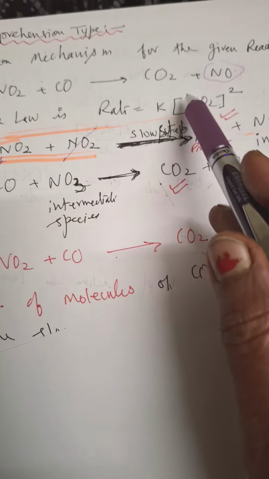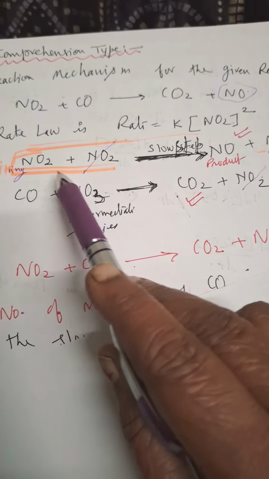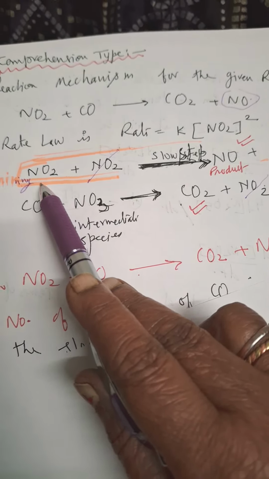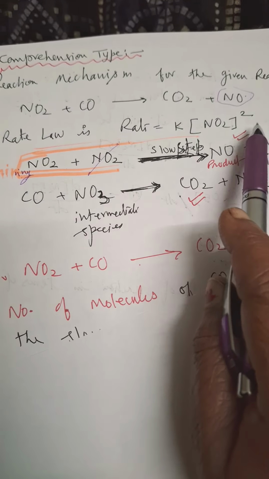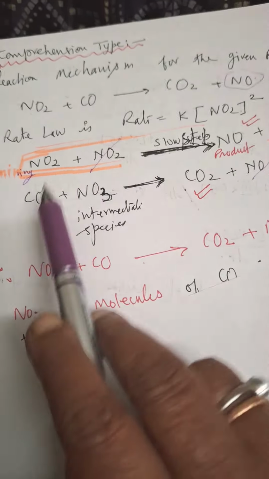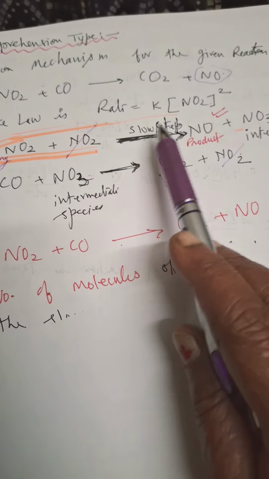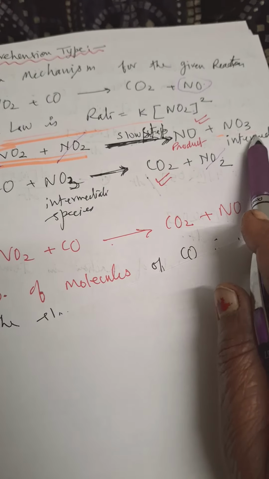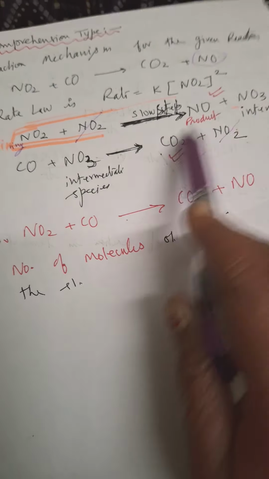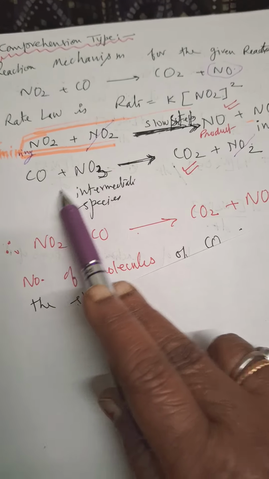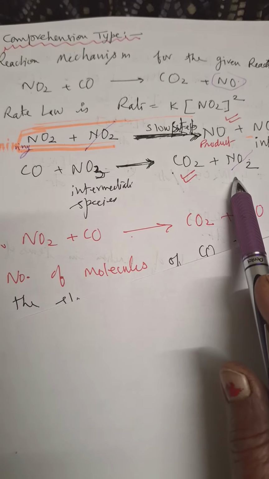But the rate law decides that there are 2 times NO2. So I have written 2 times NO2, NO2 and NO2 like this. So NO2 plus NO2 gives you NO plus NO3. This is the intermediate, this is the main product. So it will remain as such, but the intermediate will react with CO and form CO2, and NO2 is regenerated.